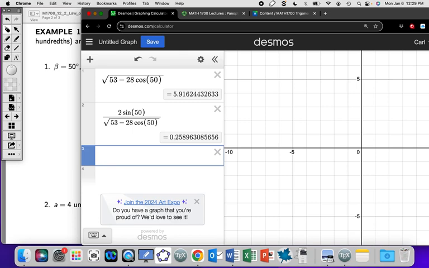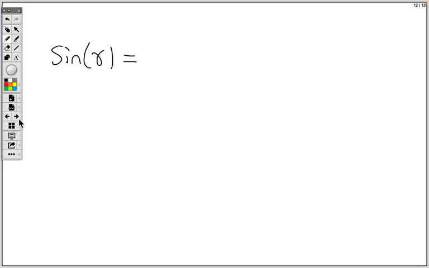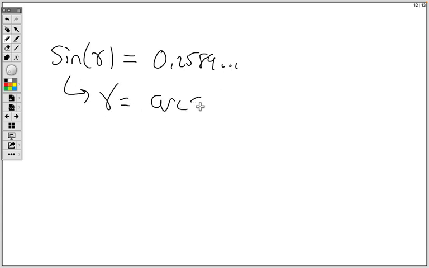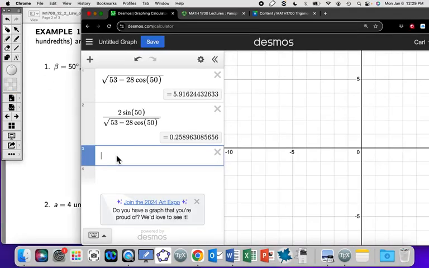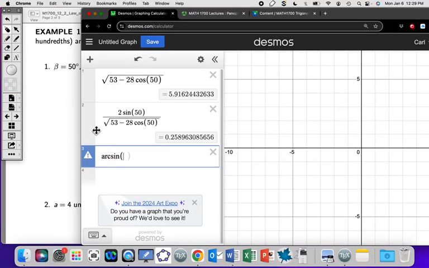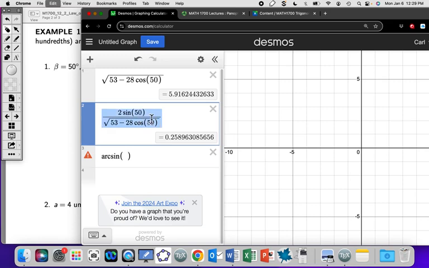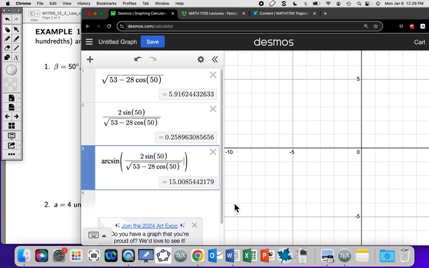So that would give me the sine of gamma, 0.25896, etc. And then gamma is going to be the arc sine of this. I know gamma has to be an acute angle because it's going to be the smaller of the two angles that's left over. So I can just take the arc sine of all of this, once again, without having to do much round off, although there's going to be round off anyway. I'm getting it to be dead on 15 degrees.